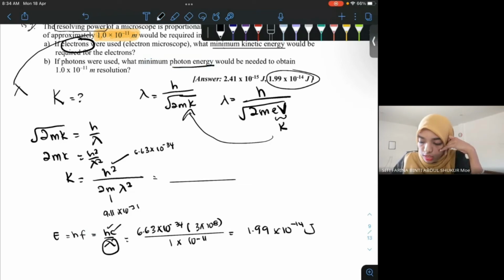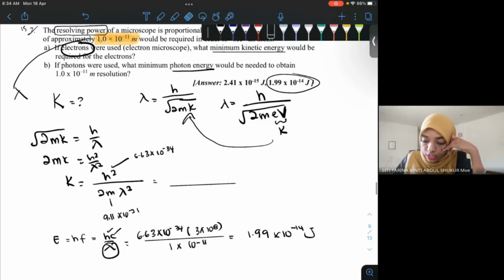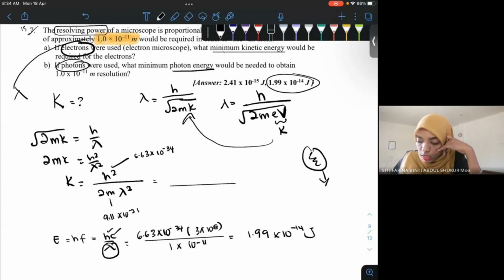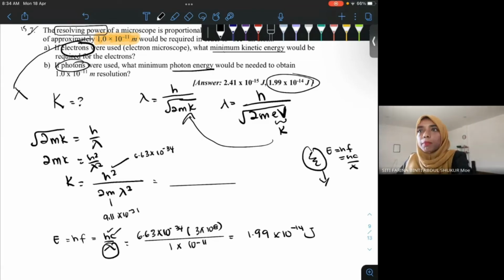So sekarang cahaya yang datang, dalam electron microscope tu, kamu tak guna electron lah, you are using photon sebab dia kata if photon were used. So photon itu adalah cahaya yang kita ada mitochondria kita tu. So energy dia adalah hf, hc over lambda. So you have to always remember your chapter 10, chapter 9, 10 dan 11 ini dia macam berkait lah sikit. Tapi yang paling related adalah chapter 9 and chapter 10 lah.